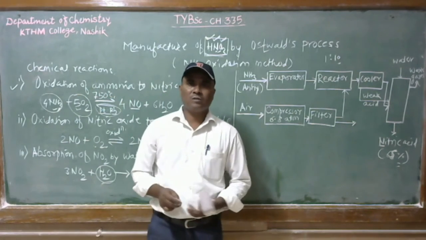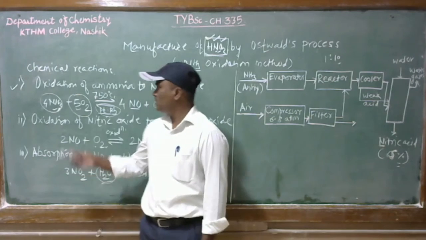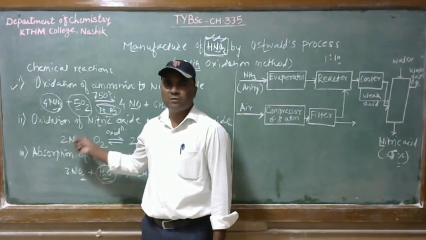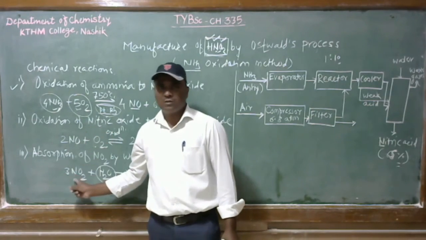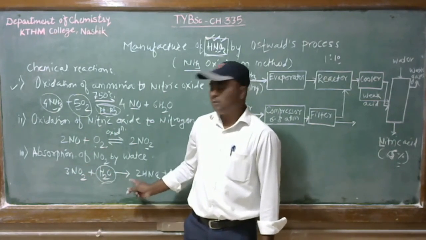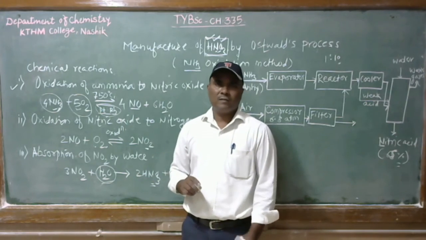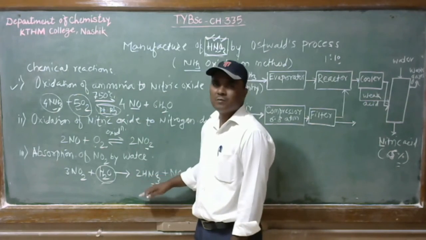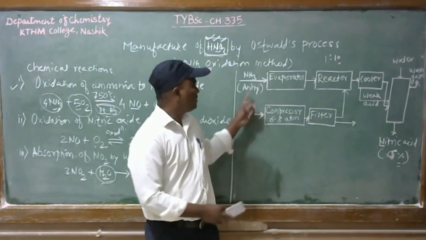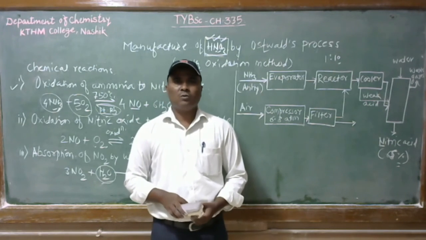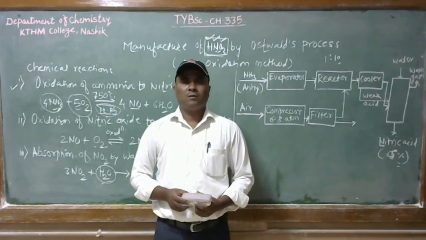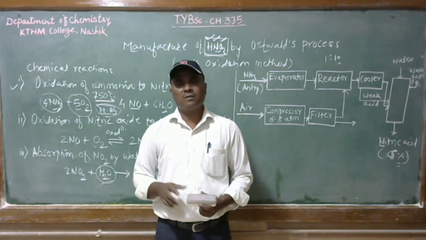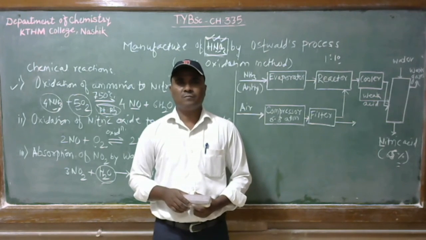So students, this process is very simple. Keep in mind: first oxidation of ammonia to nitric oxide, then oxidation of nitric oxide to nitrogen dioxide, then absorption of nitrogen dioxide using water to give nitric acid, and it gives waste gases also. So simply by remembering these three steps, you can write this flow sheet. Students, I hope you got the manufacture of nitric acid by the Ostwald process, that is nothing but the ammonia oxidation method.